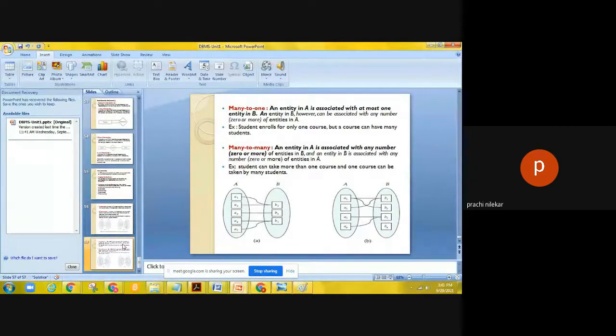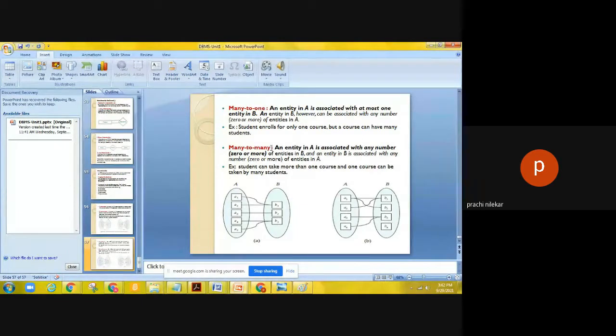Now, many to one, which is the opposite of one to many. An entity in A is associated with at most one entity in B. An entity in A is associated with at most one entity in B. Then an entity in B, however, can be associated with any number, that is 0 to n, of entities in A. So it is called a many to one type of cardinality.